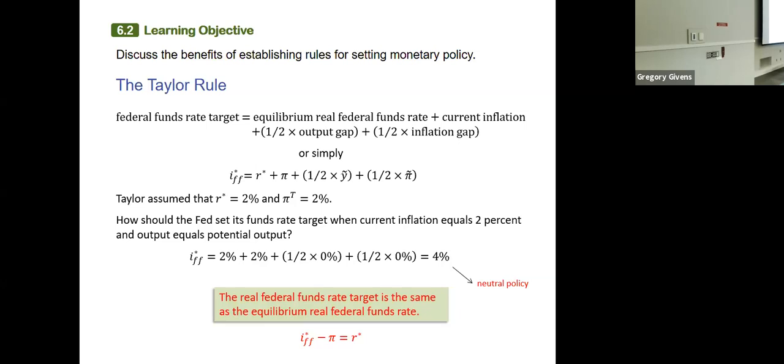And that makes sense, right? Because remember what the equilibrium real funds rate is. It's the value of the real federal funds rate when inflation is equal to target and output is equal to potential.